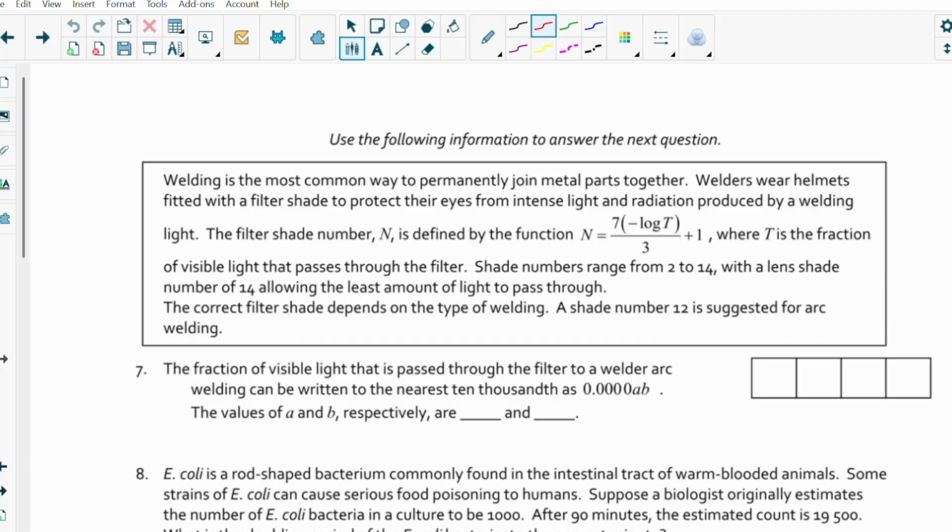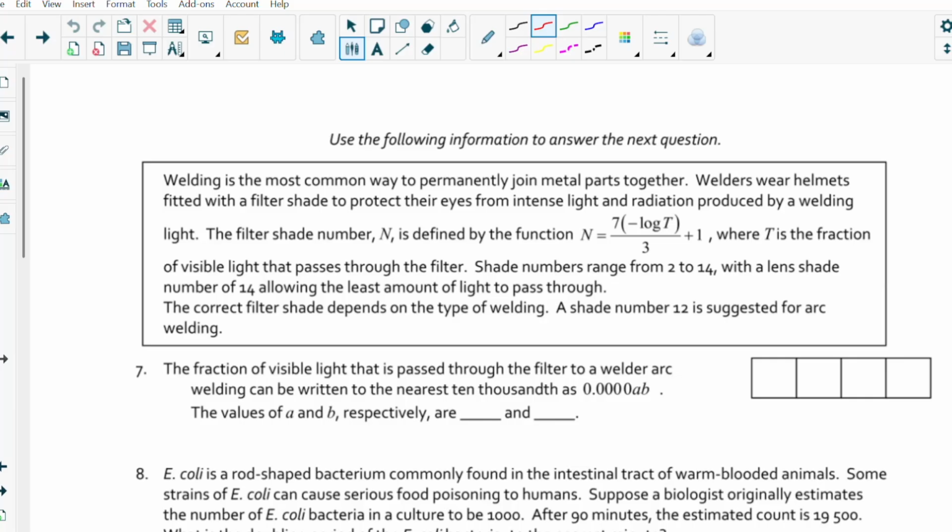Shade numbers range from 2 to 14, with a lens shade number of 14 allowing the least amount of light to pass through. The correct filter shade depends on the type of welding. A shade number 12 is suggested for arc welding. Number 7. Let's answer this question.